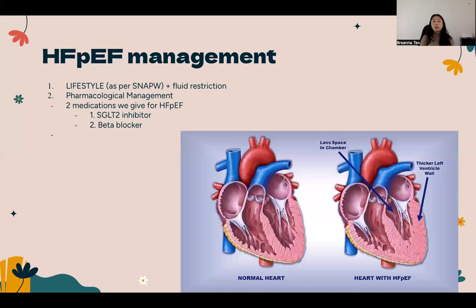HFpEF only needs 2 medications, so lifestyle is still the same. We'd always advocate for lifestyle management. And then pharmacological management, there's 2 things that we would give. So the SGLT2 inhibitor and the beta blocker.